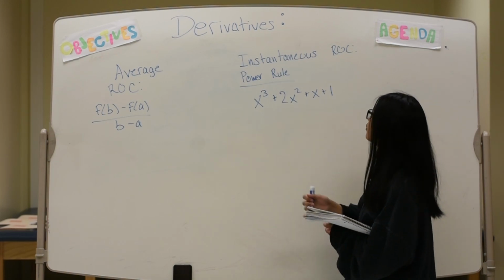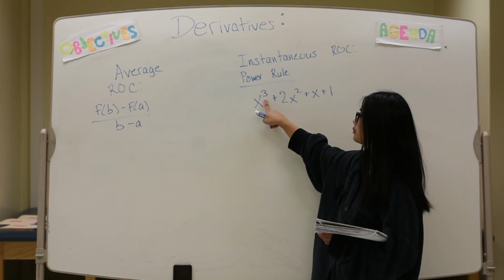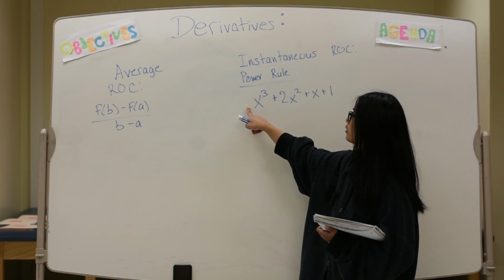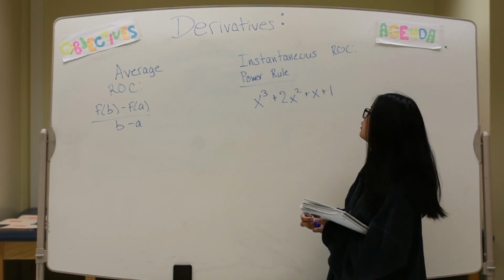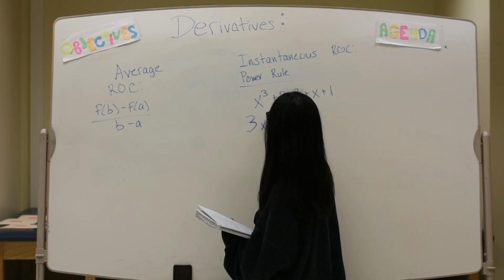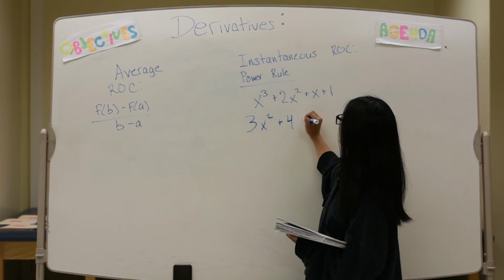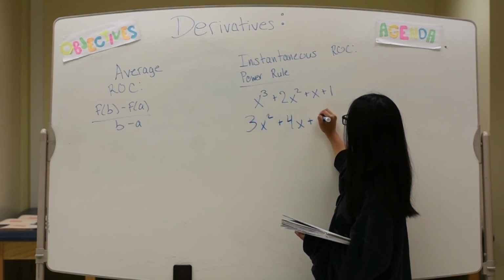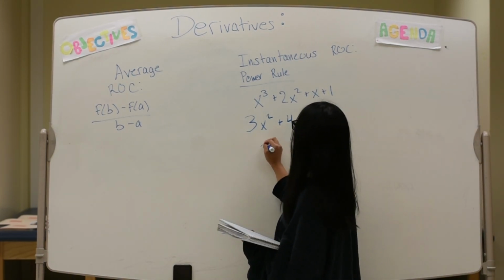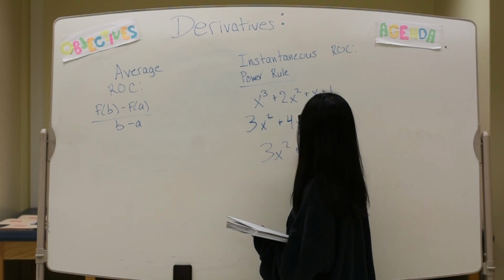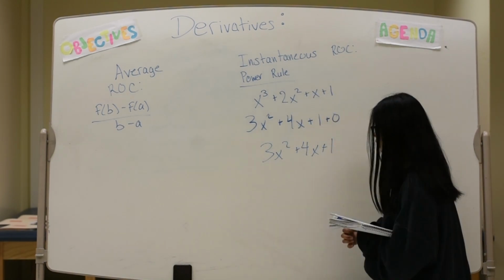The power rule is when you multiply the exponent of the variable to the front, and then you subtract one from the exponent. So this one would be 3x squared plus 4x plus 1, and then any regular number is just 0. So essentially it would be 3x squared plus 4x plus 1, and that is the power rule.